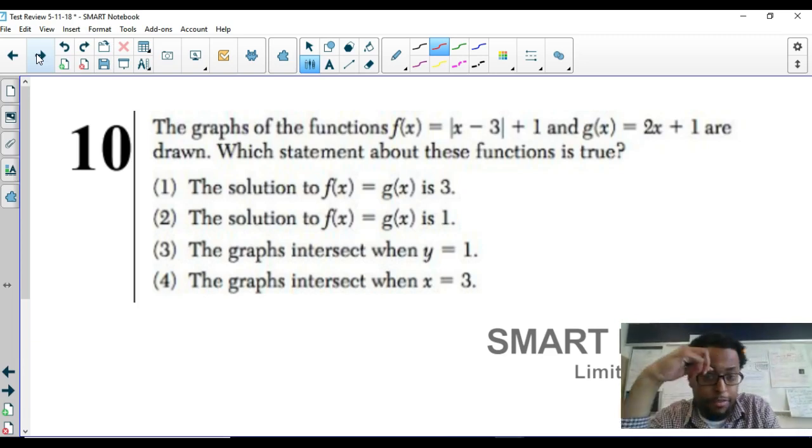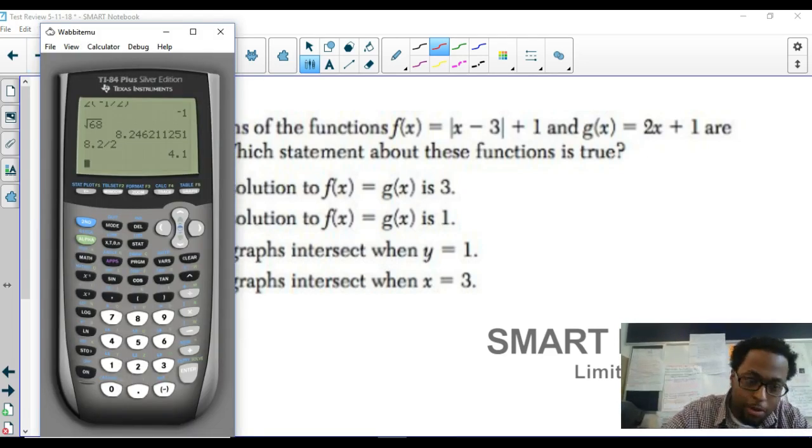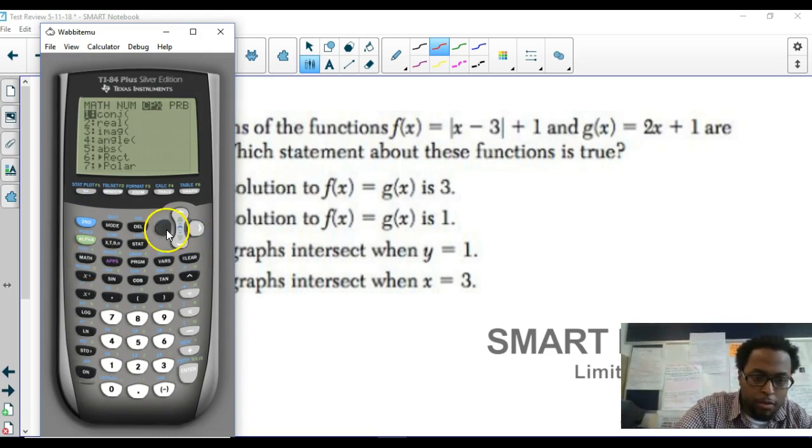So the graph of the function f of x equals absolute value x minus 3, absolute value, plus 1, and g of x equals 2x plus 1 are drawn. Which of these statements about these functions are true? The good thing about these, you know these things are functions. So what you can do is plug them in your calculator. So again, go to y equals, absolute value. If you're still struggling with that, go over. Right here, it says numbers, absolute value. You're going to press 1. Some calculators are going to show, some calculators are not. They're going to simply say ABS.